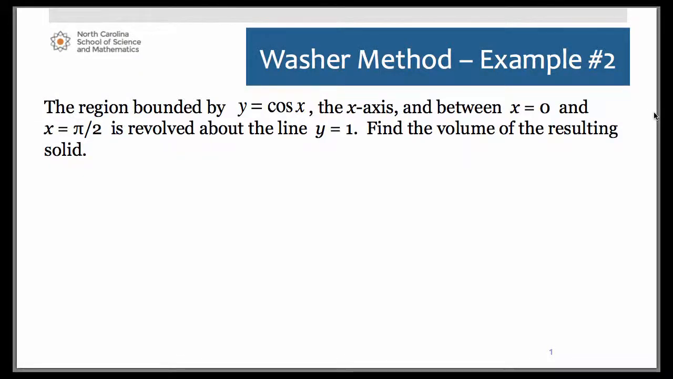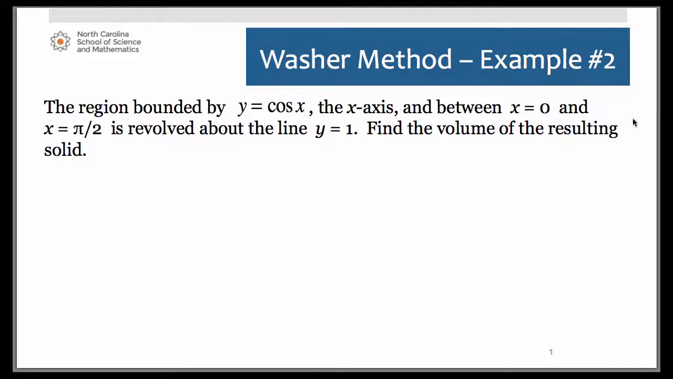Hi everyone, let's take a look at an example of a washer method problem for finding the volume of a solid of revolution. In this case, we're talking about the region bounded by the trig curve y equals cosine of x, the x-axis in between x equals 0 and pi over 2, and we are revolving about the horizontal line y equals 1. And we are asked to find the volume of the resulting solid.